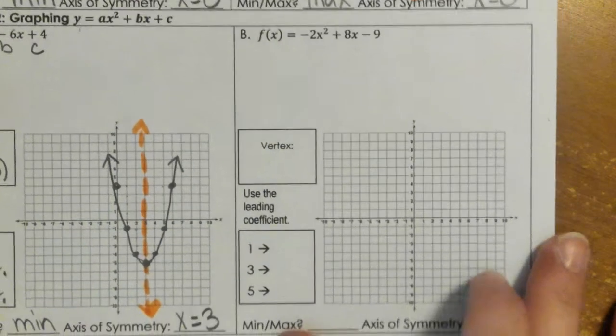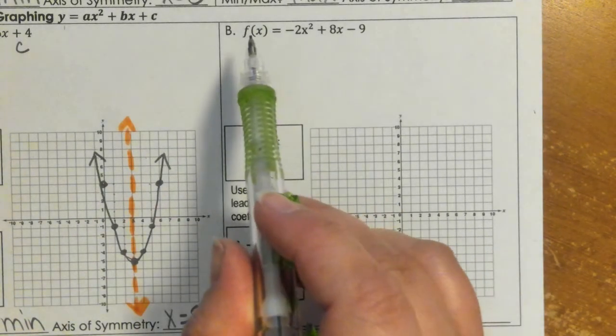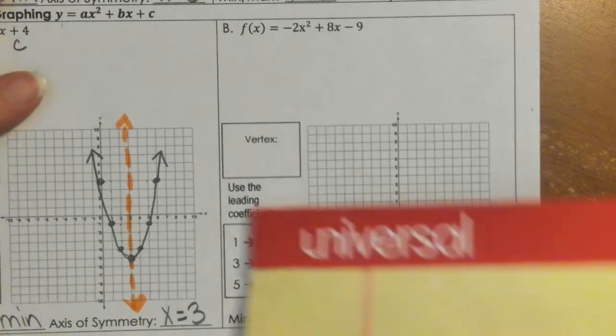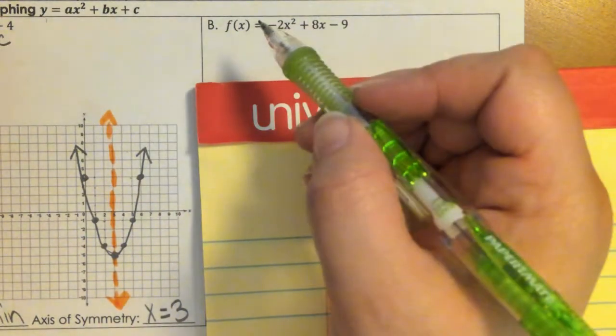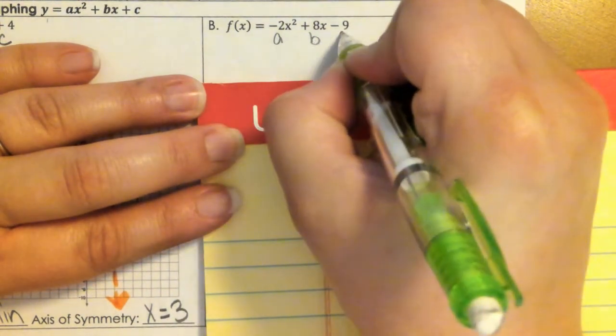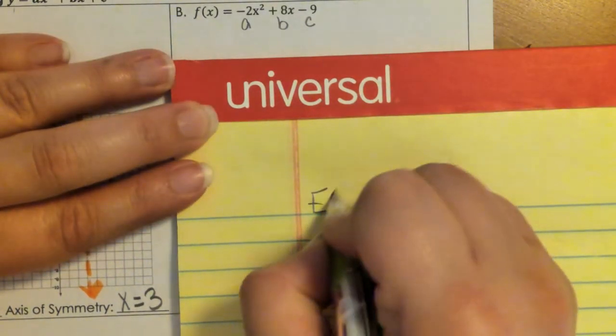Okay, lastly, you will see that in this one they wrote f of x equals, but we learned that f of x is just y, so in this case you're still just graphing an equation, it just has f of x instead of y. But we label, so A, B, and C. Okay, so this would be example 2b.